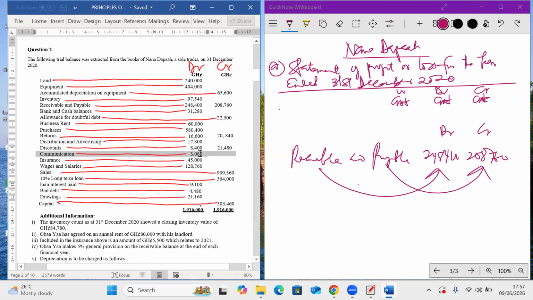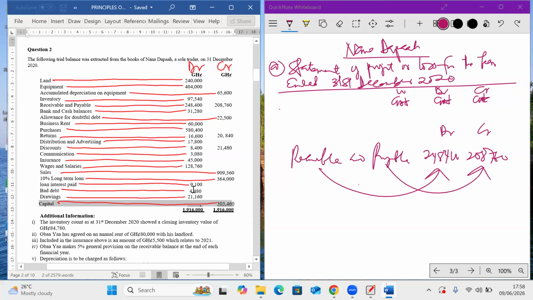Communication is an expense. Insurance, expense. Wages and salaries, expense. Sales, credit, is an income. 10% long-term loan is a liability. Loan interest paid is an expense. Bad debt is an expense. Drawings, it's an expense, but it's used against capital. Capital itself is on the credit side.